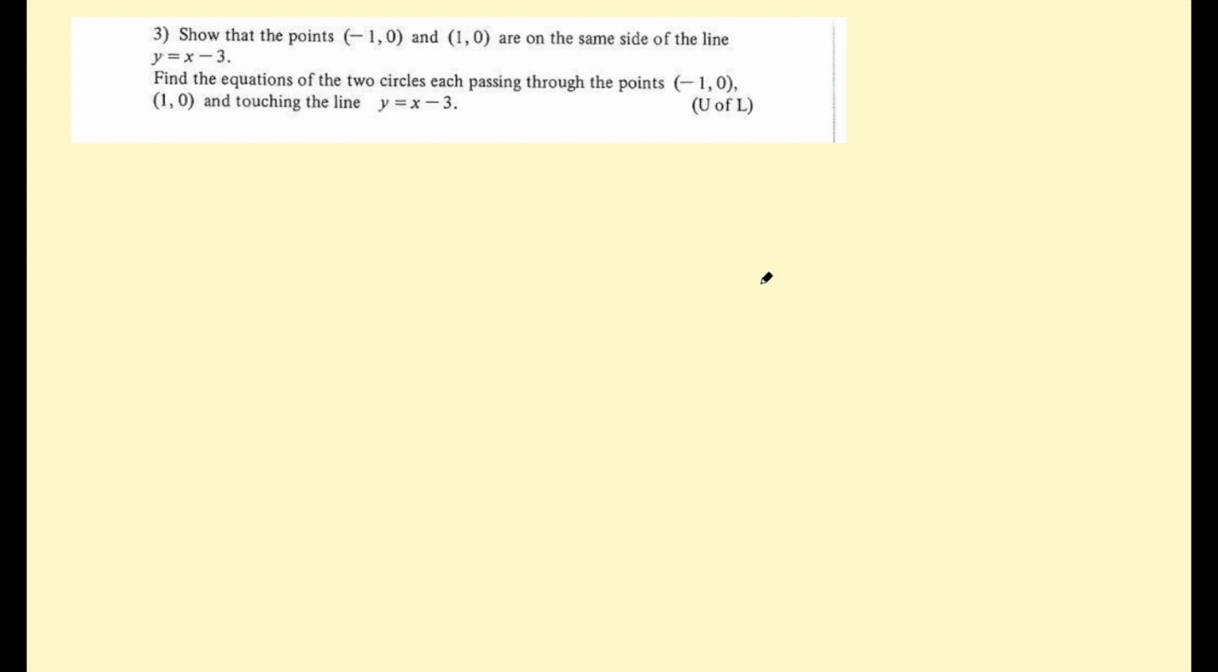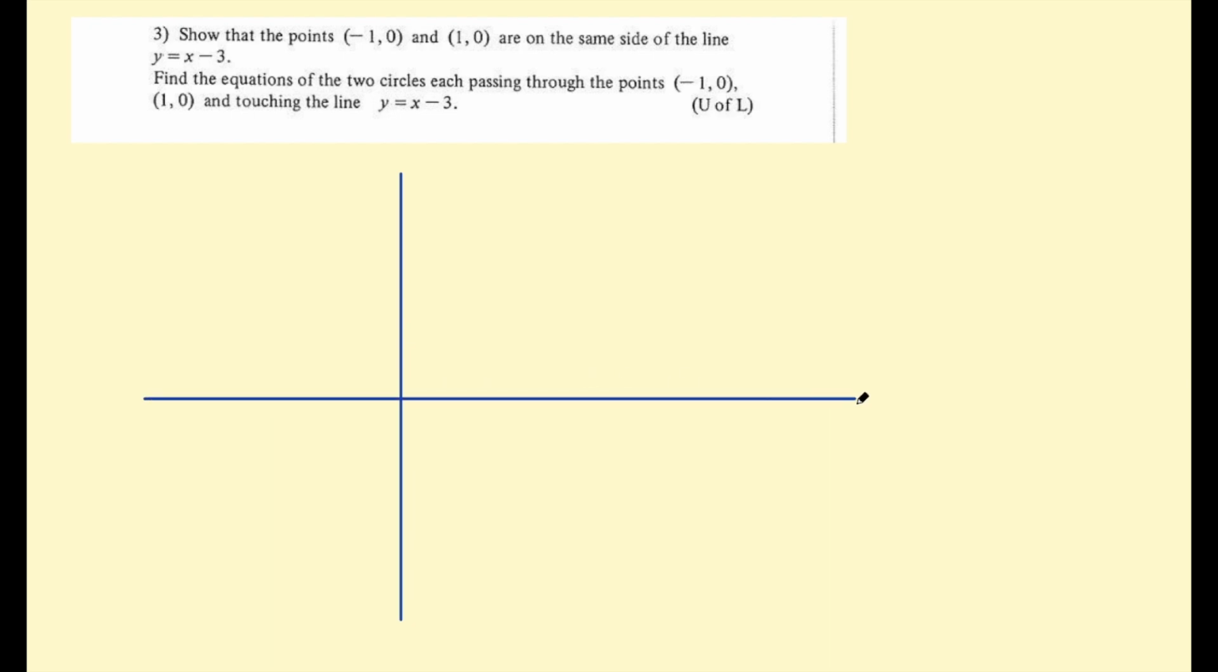What do you think of those questions so far? Pretty good, right? Okay, this one says, show that the points negative 1, 0 and 1, 0 are on the same side of the line y equals x take 3. Find the equations of the two circles, each passing through the points negative 1, 0 and 1, 0 and touching the line y equals x take 3. All right, diagram time. Let's draw it more like this.